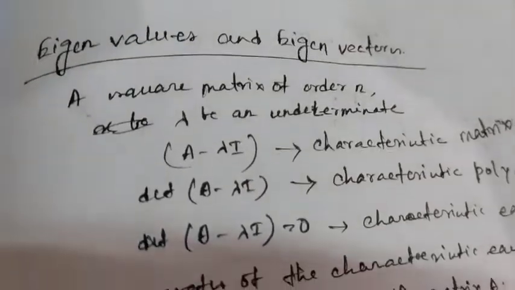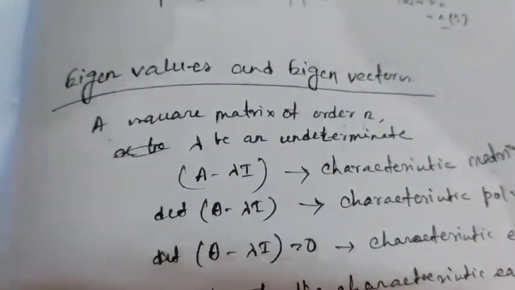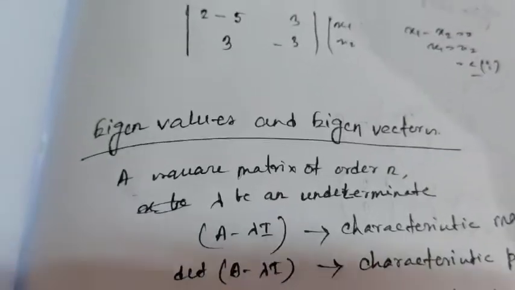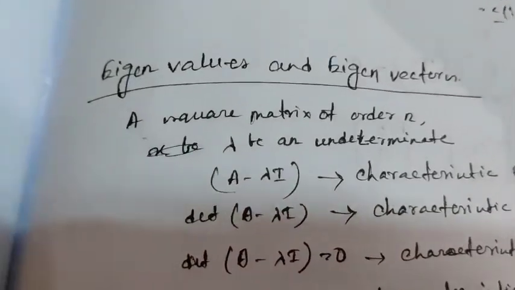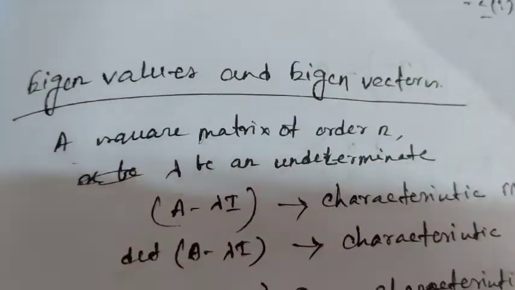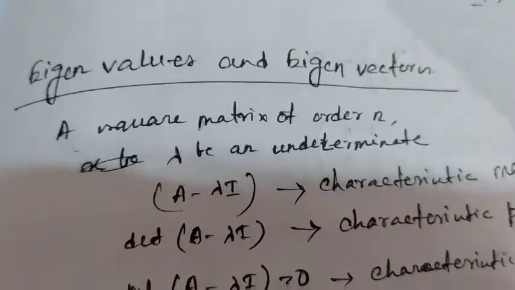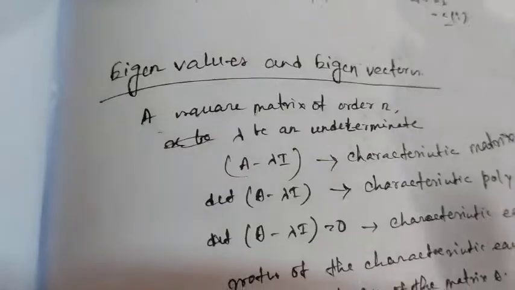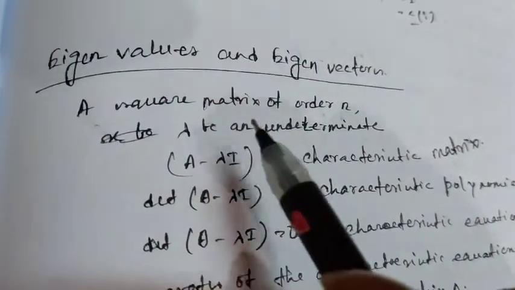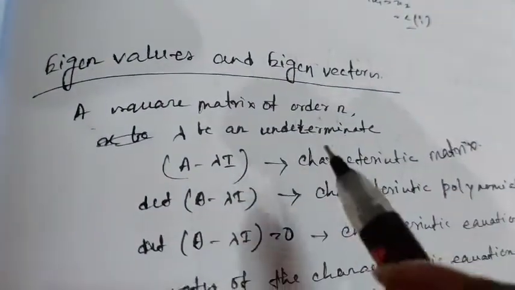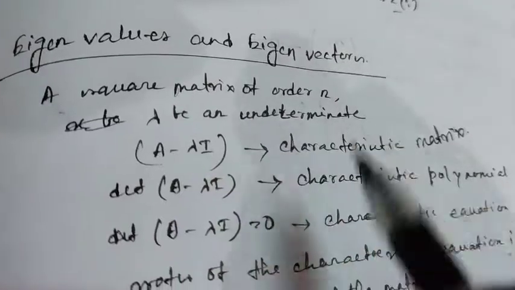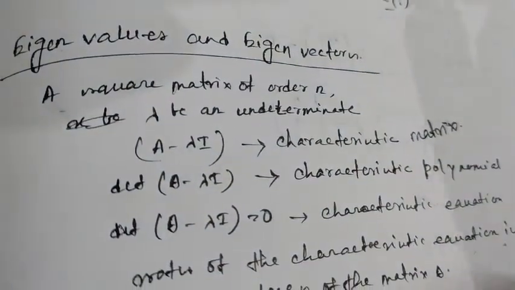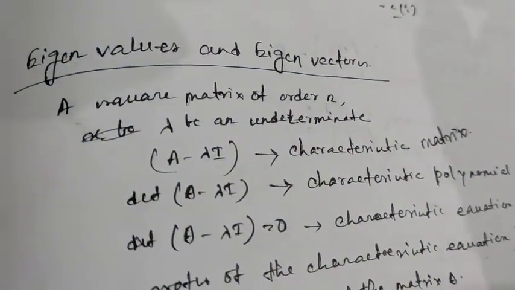Guys, in this video, we will discuss how to find the eigenvalues and eigenvectors of a square matrix. So first of all, how can we find the eigenvalues and eigenvectors? For that, suppose we consider a square matrix of order n and let lambda be an indeterminate. Then, how can we find the eigenvalues?